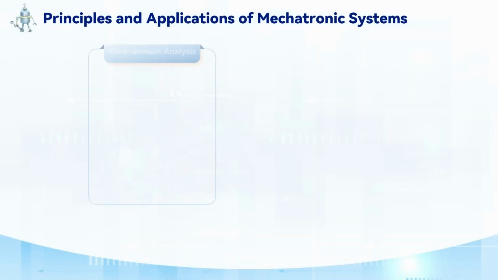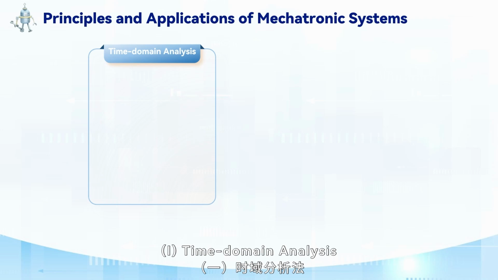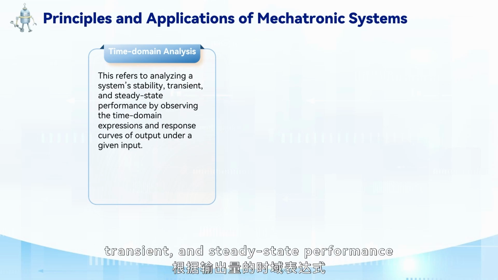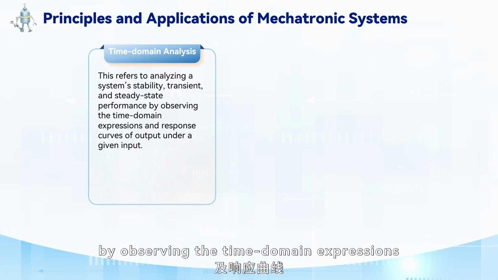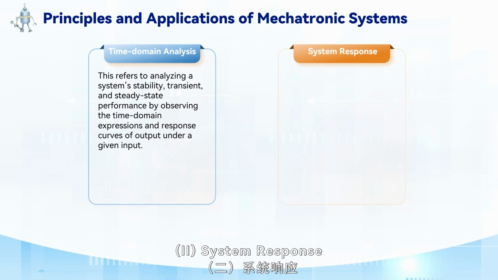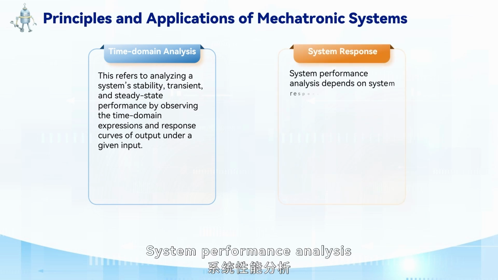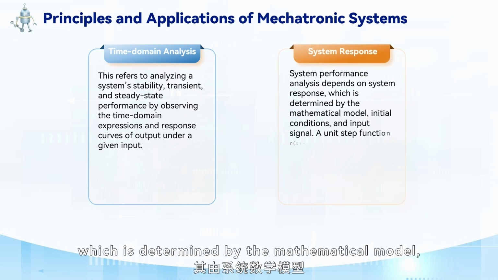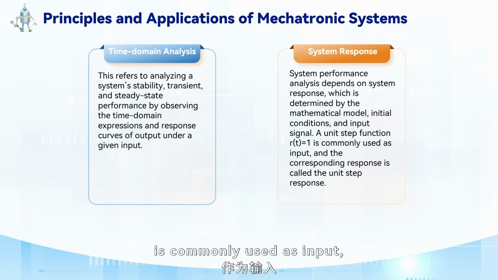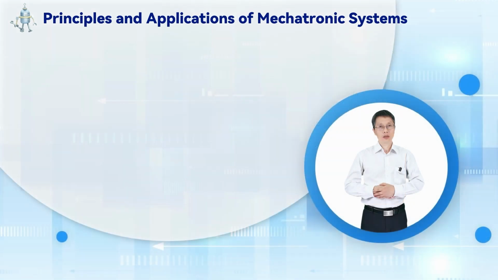analysis. 1. Time-domain analysis. This refers to analyzing a system's stability, transient, and steady-state performance by observing the time-domain expressions and response curves of output under a given input. 2. System response. System performance analysis depends on system response, which is determined by the mathematical model, initial conditions, and input signal. A unit step function, r(t) equals 1, is commonly used as input, and the corresponding response is called the unit step response.